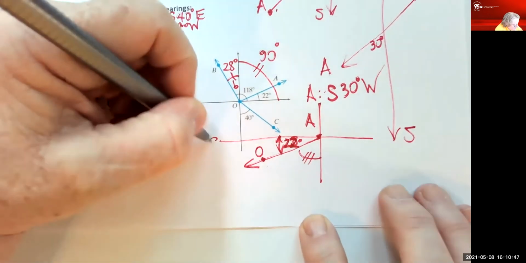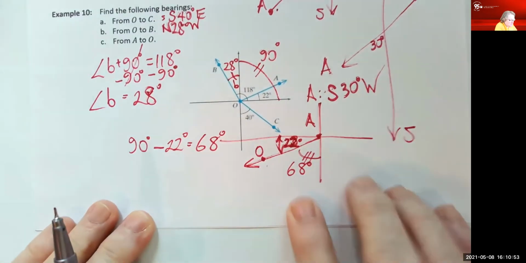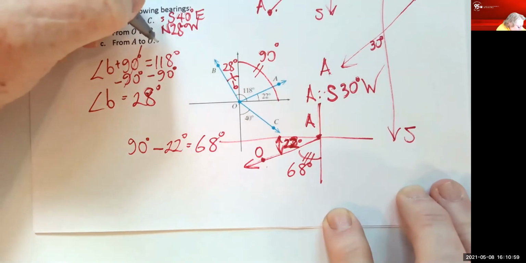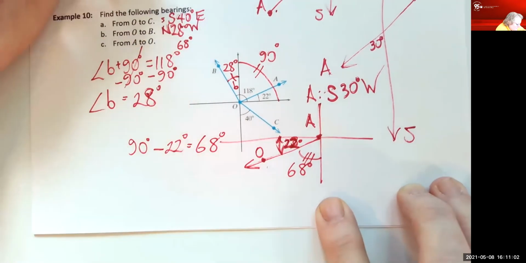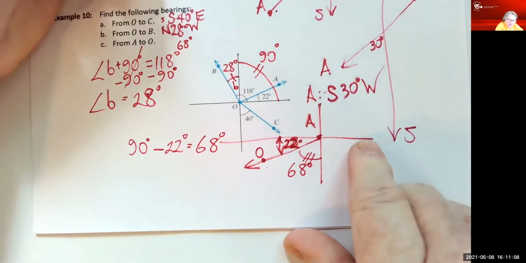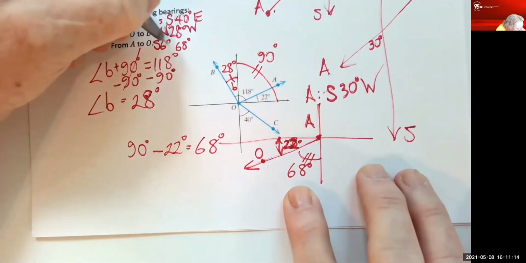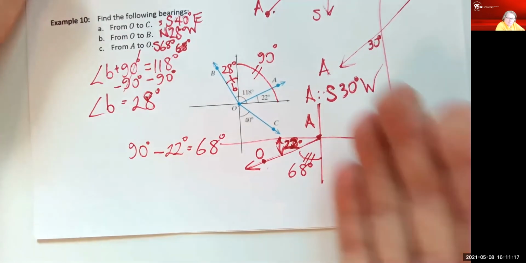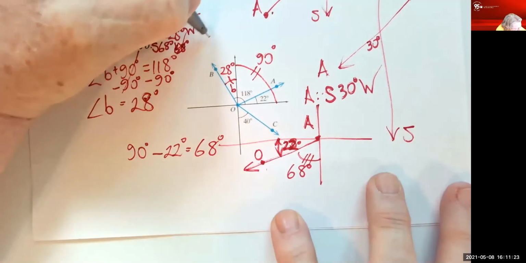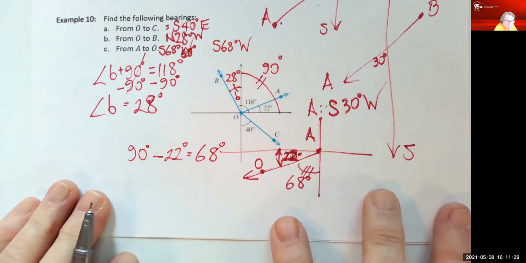10 minus 2 is 8. 8 minus 2 is 6. So our angle is 68 degrees with respect to the north-south line. Now, AO is below the east-west line, so it is south, 68 degrees. It is to the left of the north-south line, so it is west. Right.